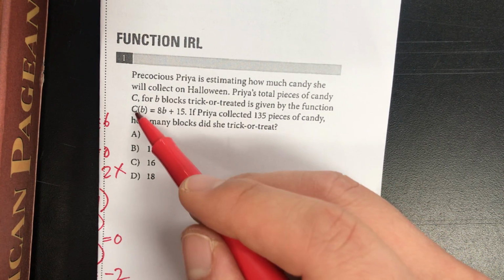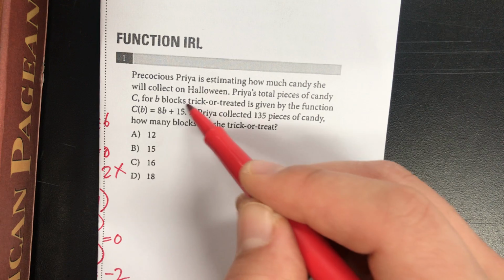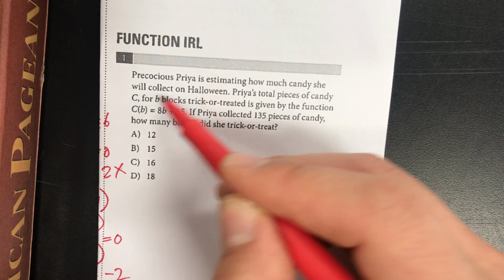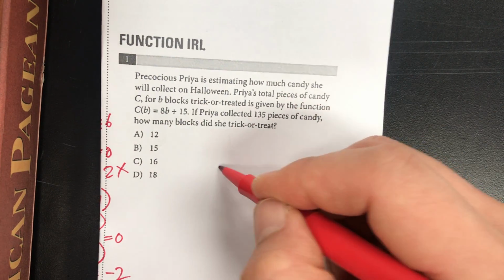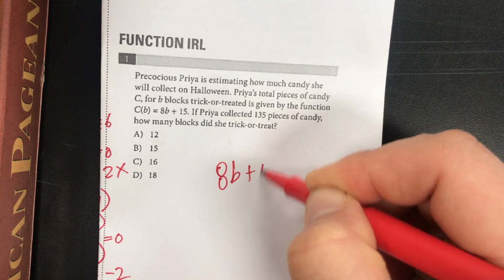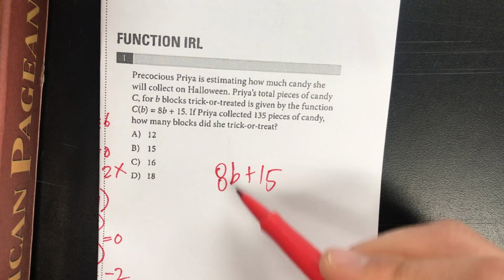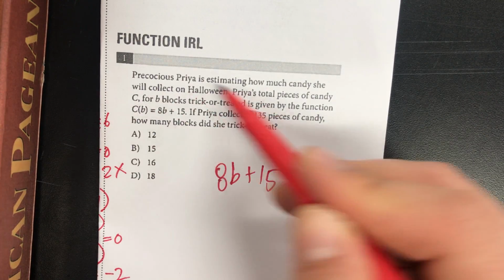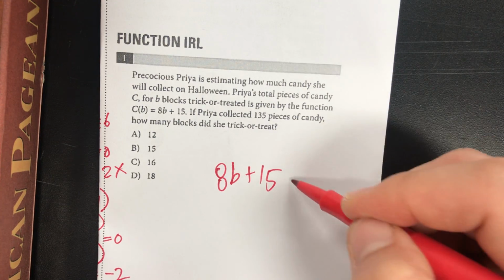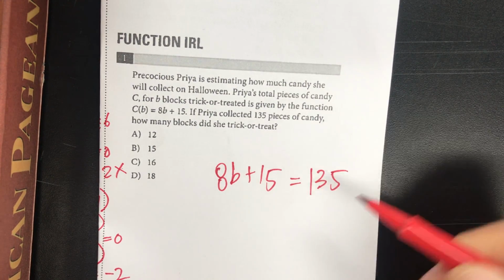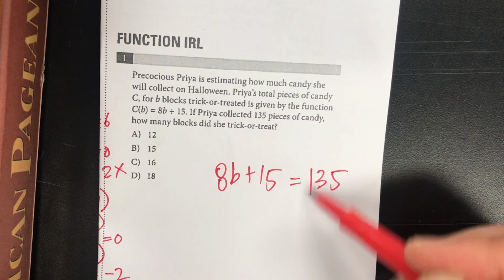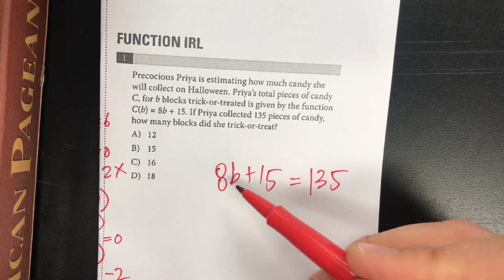Okay, so basically they're saying this total right here is going to be 135. So this one is very easy. You just take your 8b plus 15, because this is going to be the blocks. We want to know what the blocks is. We know that when she went through those blocks, she got 135 pieces of candy. This right here is another representation of 135. So we just want to know how many blocks does she go.